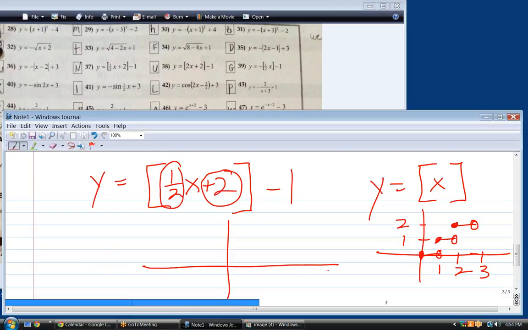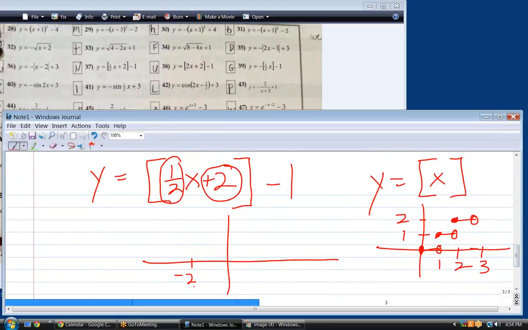With this particular one, you really need to make sure that it makes sense. So I'm going to expand it by 2. If it was just 1/2 x, this first line would go from 0 to 2. But it's also 2 units to the left and down by 1. So the first leg of our curve should look like that, where it's at -1.